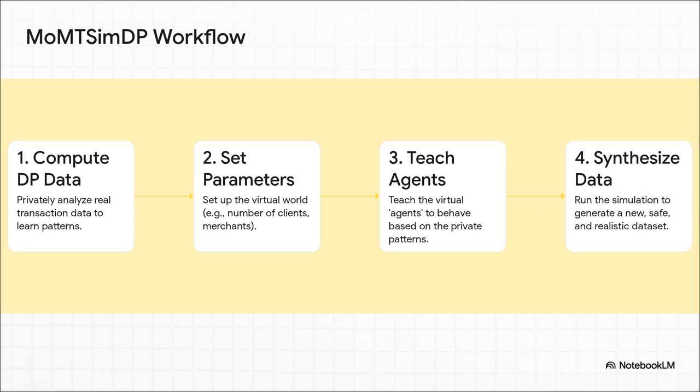This slide basically shows the workflow of the system the researchers built, which they call MoMTSimDP. First, they compute those private summary statistics from the real data, using differential privacy. Step 2, they set up the basic parameters for their virtual world. How many clients, how many merchants, that sort of thing. Third, the system teaches the virtual agents how to act based on those private rules we just learned. And finally, step 4, they just hit go on the simulation and it spits out a completely new, totally synthetic dataset that is both incredibly realistic and fundamentally provably private.